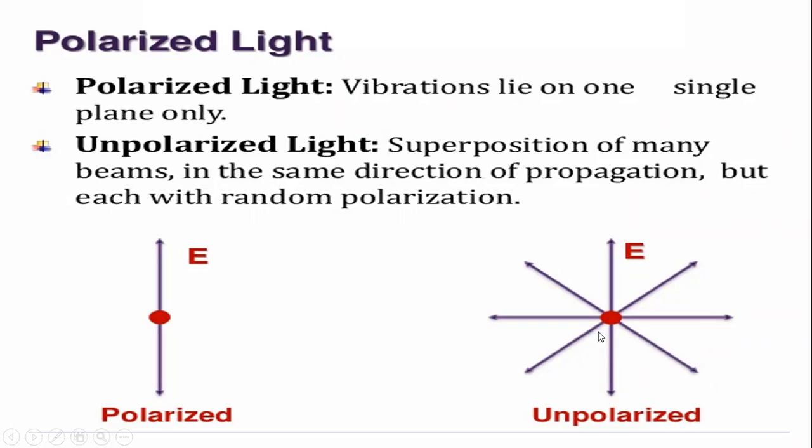Take the same example at a reference point, at a particular place, where the intensity is moving in many directions, that is, the electric field is moving in many directions. Suppose there is a superposition of many beams in the same direction of propagation, but each with a different polarization. See here, even though they are in the same direction, they are moving away from each other, and they are initiating from the particular reference point. At that time the light is unpolarized, as they are moving in different ways.